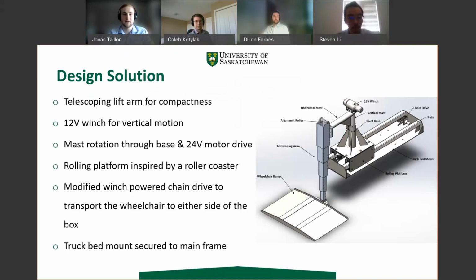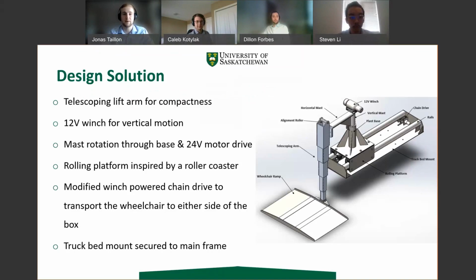I'll go through the design sections in a moment, but I wanted to highlight some key considerations the group needed to keep in mind when coming up with this product. Firstly, due to the workspace we had to deal with, the design solution needed to be able to move the wheelchair up and down, from side to side in the truck box, as well as pivot in and out of the box to ensure proper orientation.